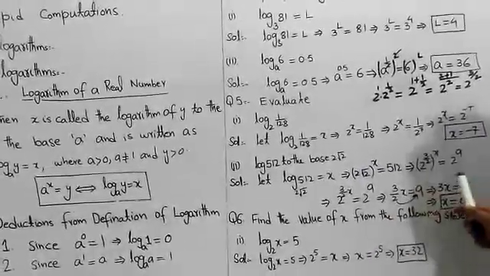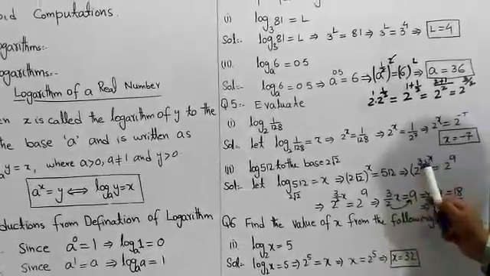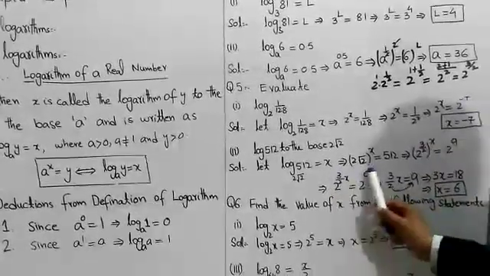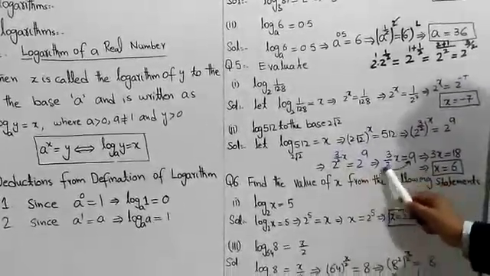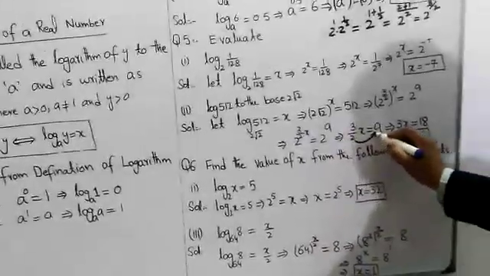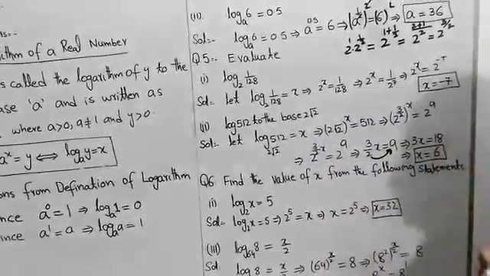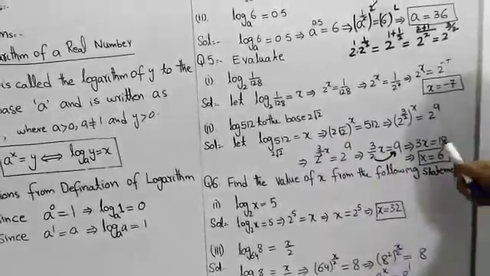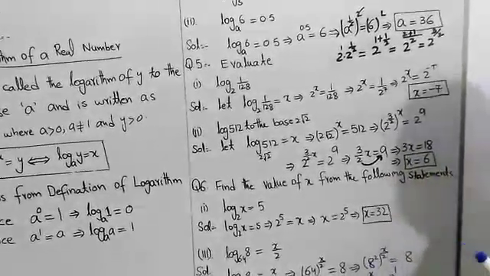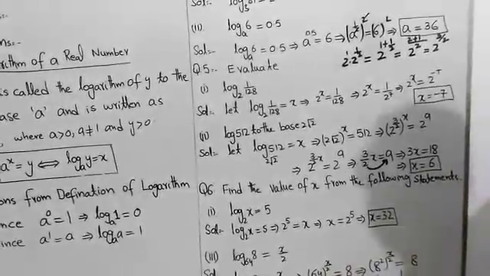And this is raised to x. By equating these exponents, 3 by 2 x is equal to 9. Now we just have to multiply 2 with 9. We have 3x is equal to 18. Now dividing both sides by 3, we have x is equal to 6. So this is question number 5.